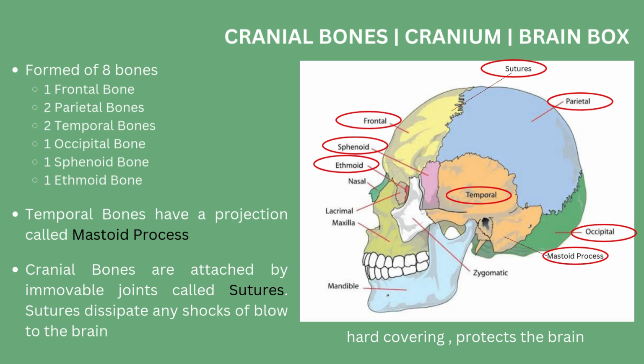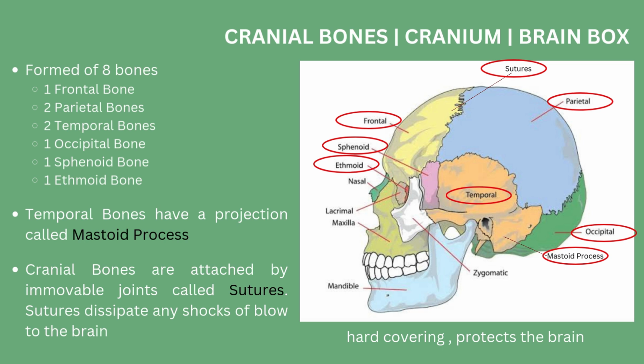And then lastly, one ethmoid bone, which is located between the eyes and forms part of the nasal cavity and the eye sockets. Now, the temporal bones have a projection known as the mastoid process, which is located just behind the ears. Now, this bony prominence serves as an attachment site for muscles that move the head and the neck, particularly the muscles involved in head rotation and tilting.